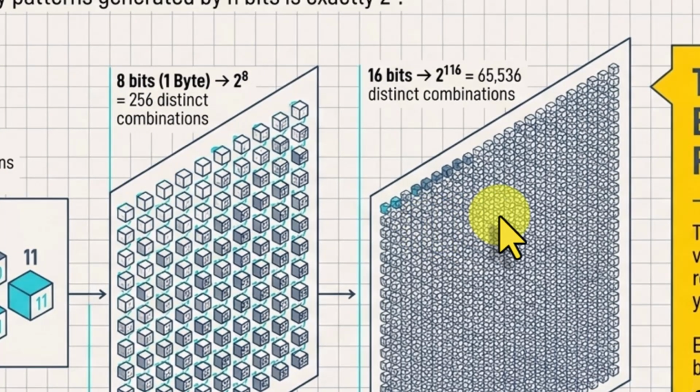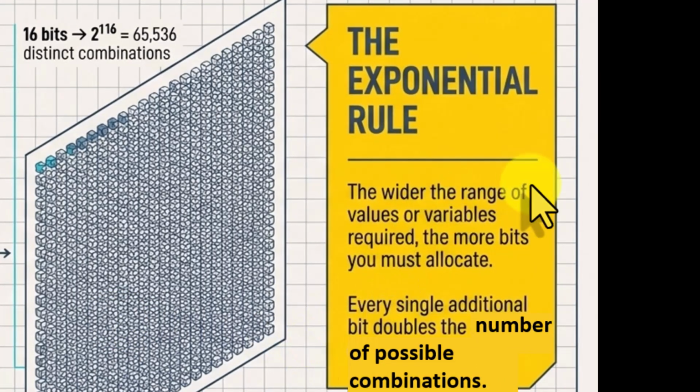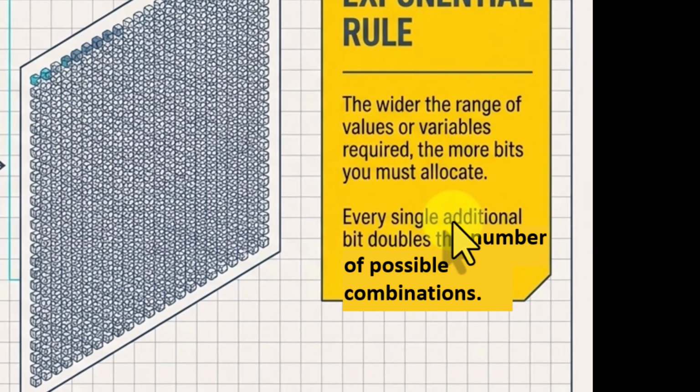What if that is 16 bits? In 16 bits, you can store 2 to the power of 16, which is equal to 65,536 distinct combinations. And as you increase that, you will have more and more distinct combinations possible here, okay? You have to remember one thing: the wider the range of values required, the more bits you must allocate for a value, and every single additional bit doubles the number of possible combinations.